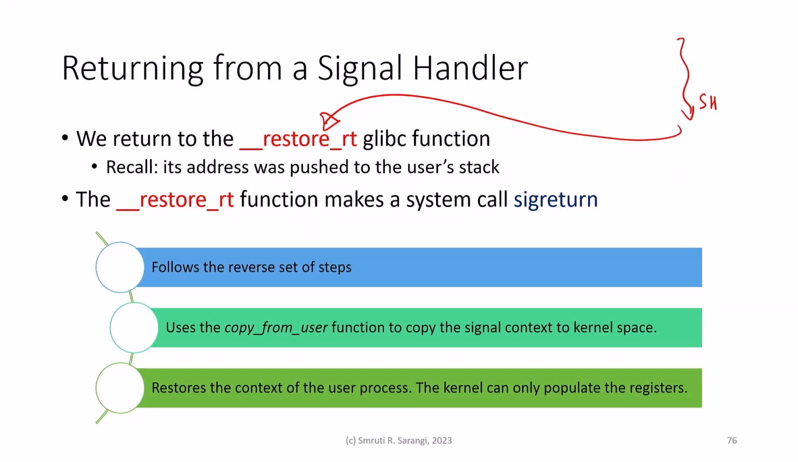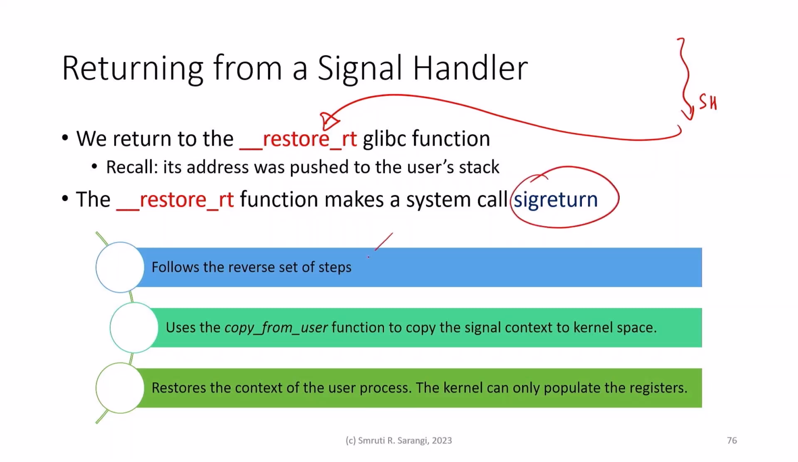So you have to restore, but you can't restore the context yourself, right? Essentially, the kernel has to do that. So a system call is needed. So you make the sigreturn system call, whose job is to restore the context and start the user process exactly where it stopped, right? So that requires kernel support, which is why the sigreturn system call does that.